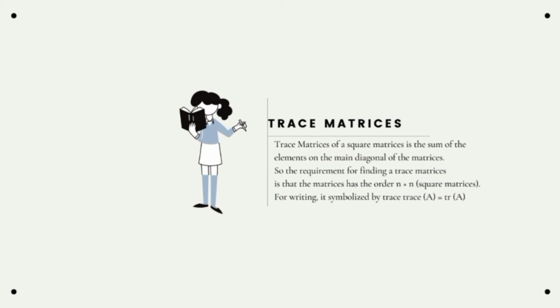And the second is the trace of a matrix. The trace of a square matrix is the sum of the elements on the main diagonal of the matrix. So, the requirement for finding a trace is that the matrix has order m times n, or is a square matrix. For writing its symbol, trace A equals tr A.